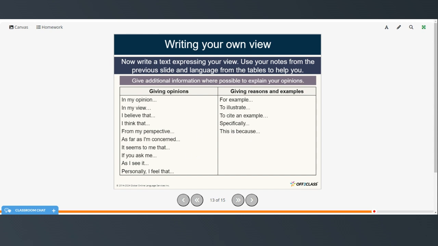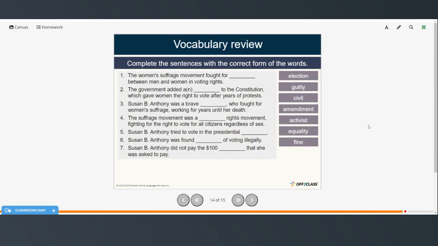And here again are some of the words and phrases that you can use in your own writing. All right, we'll do a vocabulary review. The women's suffrage movement fought for equality between men and women in voting rights. The government added an amendment to the Constitution which gave women the right to vote after years of protests. Susan B. Anthony was a brave activist who fought for women's suffrage, working for years until her death. The suffrage movement was a civil rights movement fighting for the right to vote for all citizens regardless of sex.